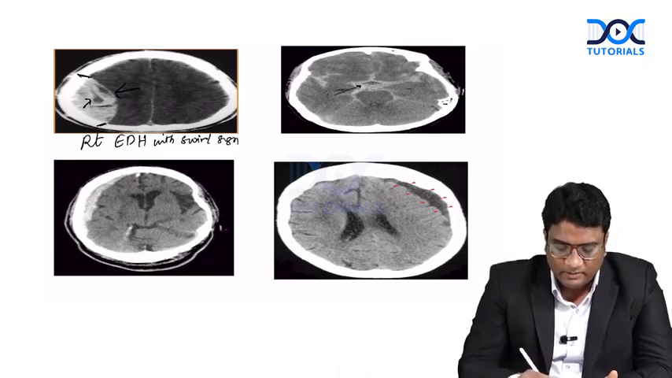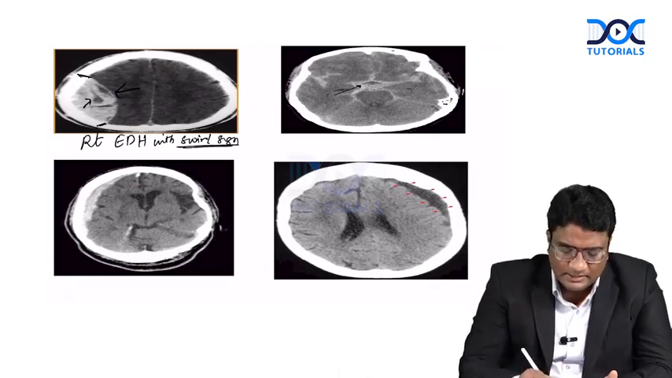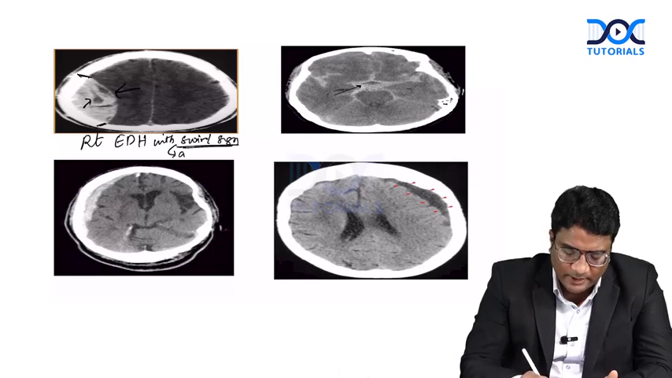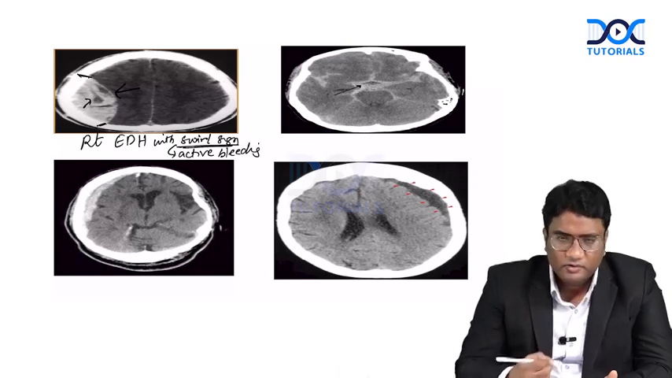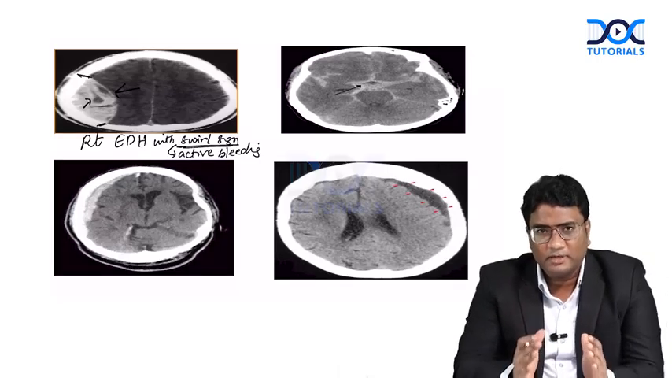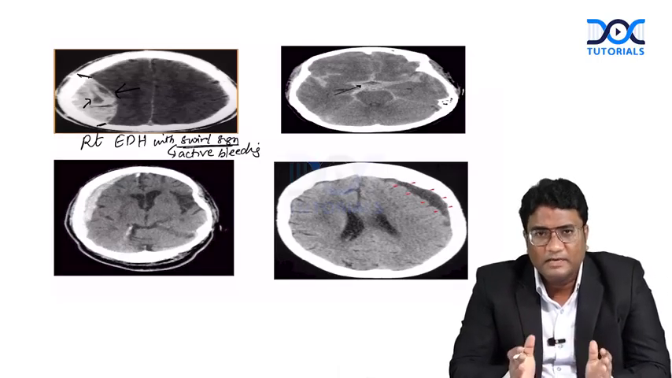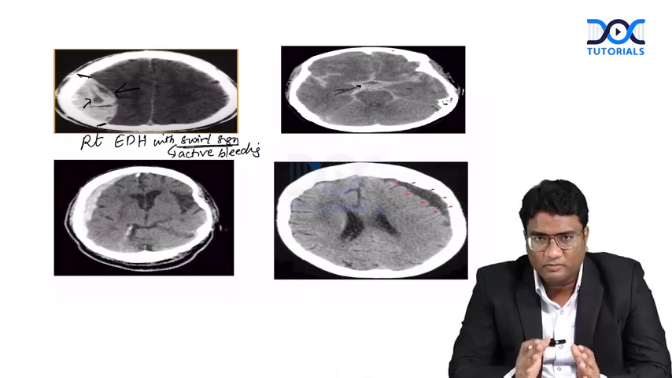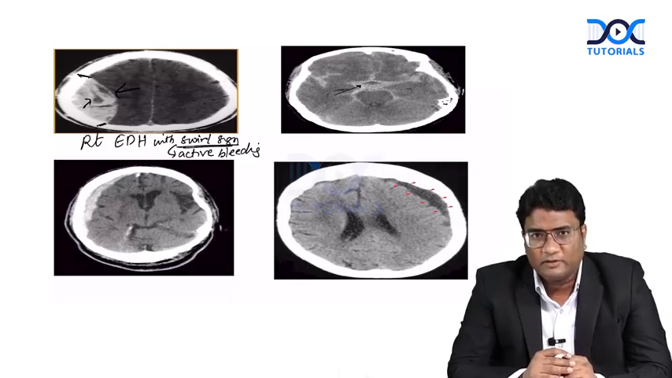Indicates active bleeding. When you see such hypodense areas, that is the swirl sign, which indicates active bleeding. You need to do an early craniotomy. Preferential craniotomy should be done in these patients who are showing the swirl sign. Remember, for epidural hematoma, we do a craniotomy or a burr hole, with surgical evacuation of the bleed.